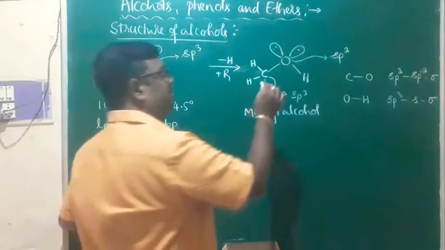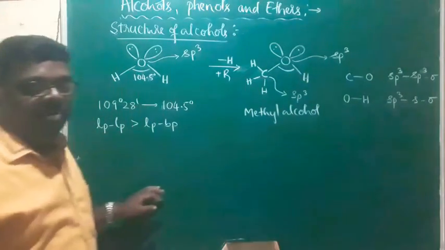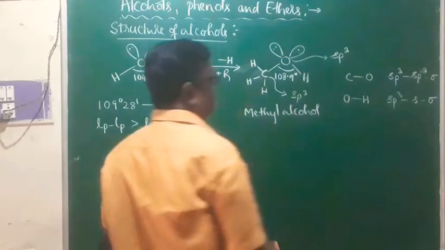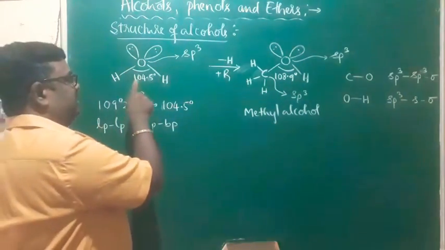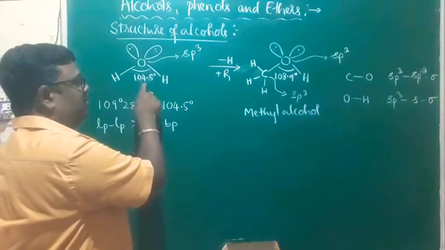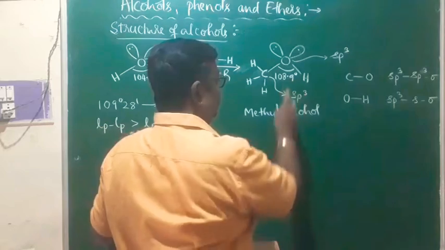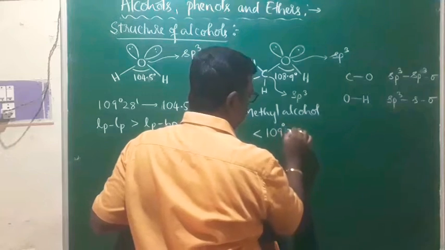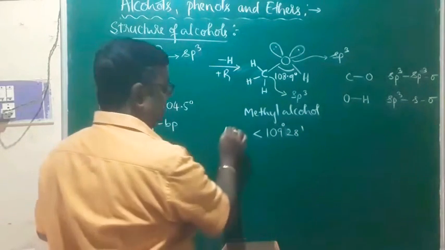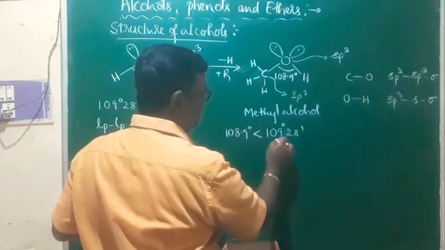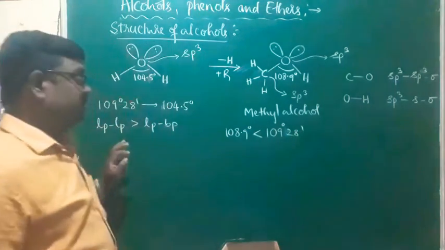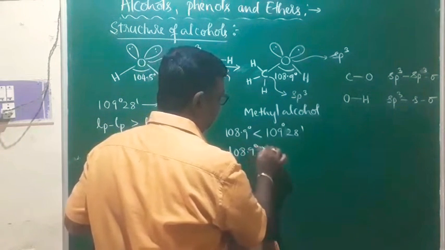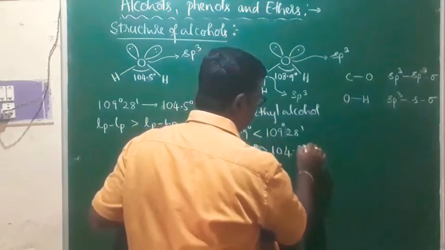And as far as the bond angle in the case of methanol is concerned, it is 108.9 degree. Now we expected, look at this, there is a slight increase in the bond angle from 104.5 degree to 108.9 degree, but it is still less than 109 degree 28 minutes. But this bond angle in the case of alcohols is greater than that in the case of water, 104.5 degree.